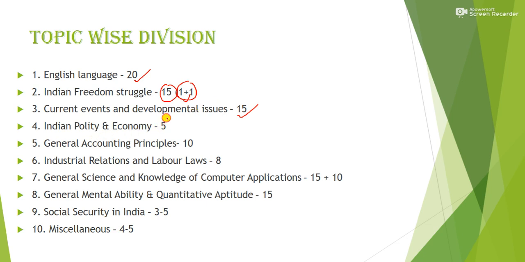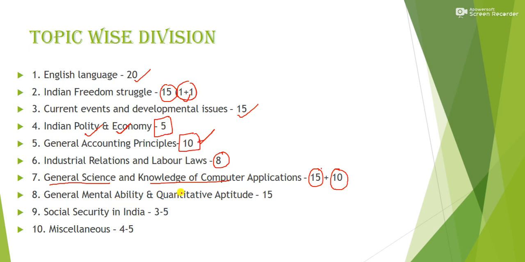Those were very simple questions. Then Indian polity and economy, there were around 5 questions, which generally doesn't happen in other exams of UPSC. Polity and economy cover a very large portion, and people may think that since it is an EPFO exam, they may ask more questions of economy, but they didn't. Then for general accounting principles, they asked 10 questions, and these were very easy. Then 8 questions were from industrial relations and labor laws. They had divided the next section in two, general science and knowledge of computer: from general science they asked 15 questions, and from the computer section 10 questions.